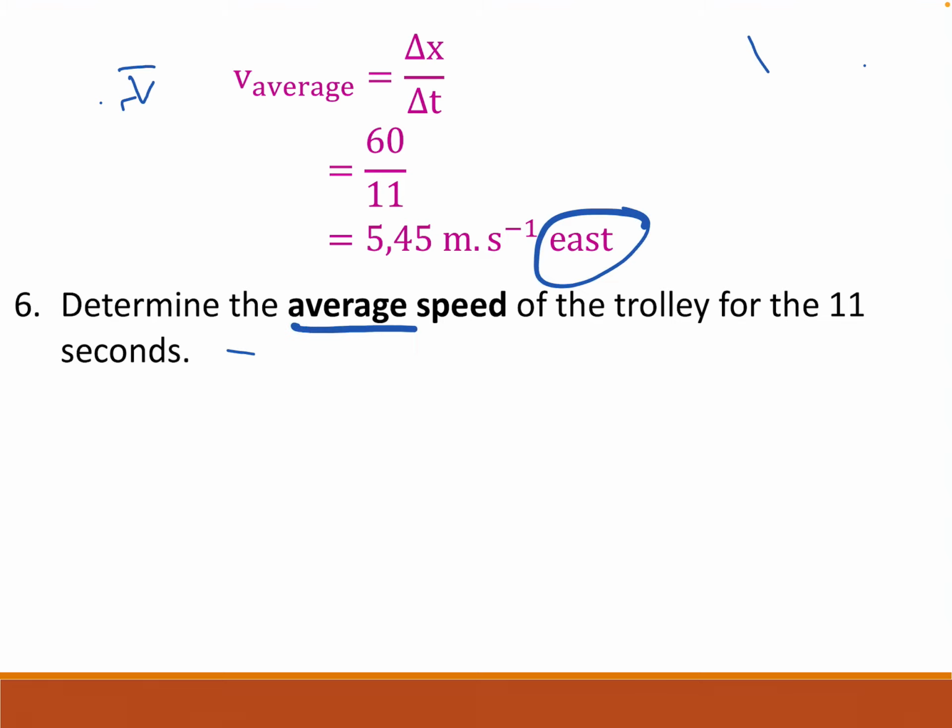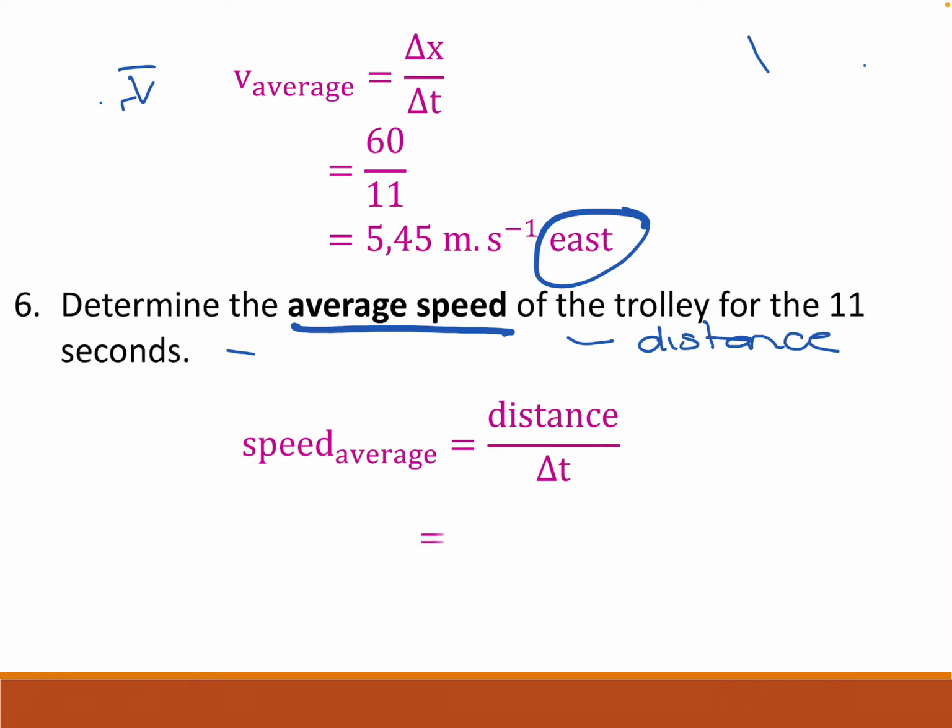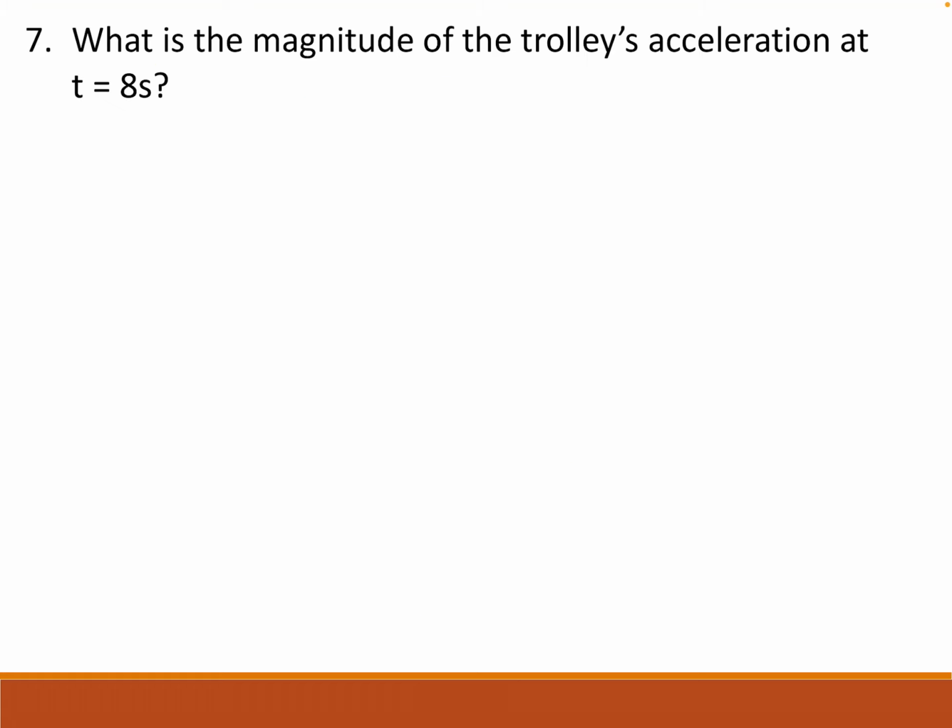It's a vector. Now they want average speed. Average speed means I need the distance. The distance we worked out to be 360. So average speed, 360 divided by 11, is 32. Significantly higher because distance doesn't take direction into account.